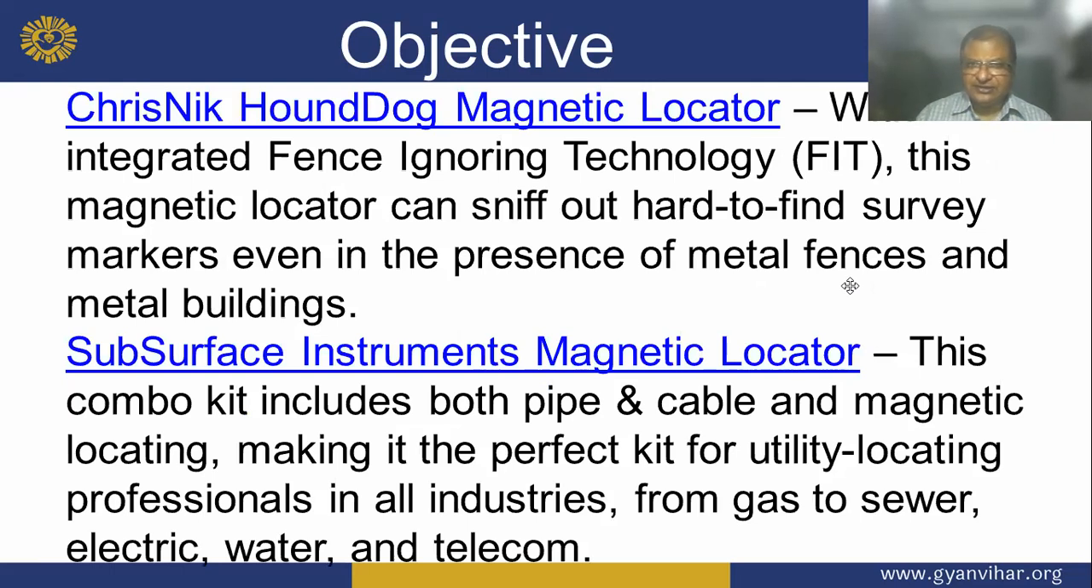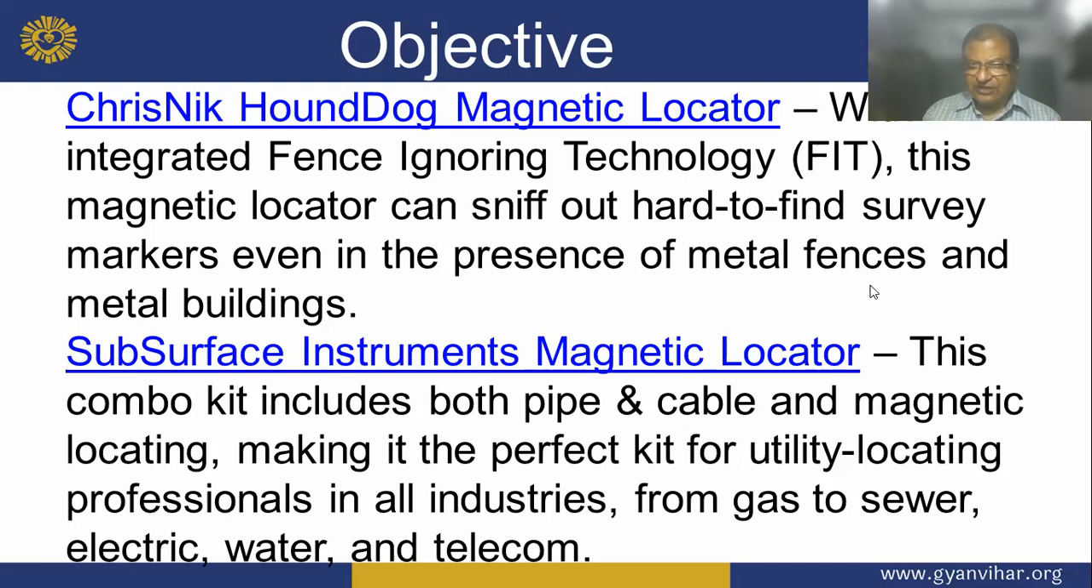Next, another machine is also available. So consider the Nikon Horn Dog magnetic locator. This machine with integrated fans ignoring technology can sniff out hard to find survey markers, even in the presence of a metal fence and metal building.